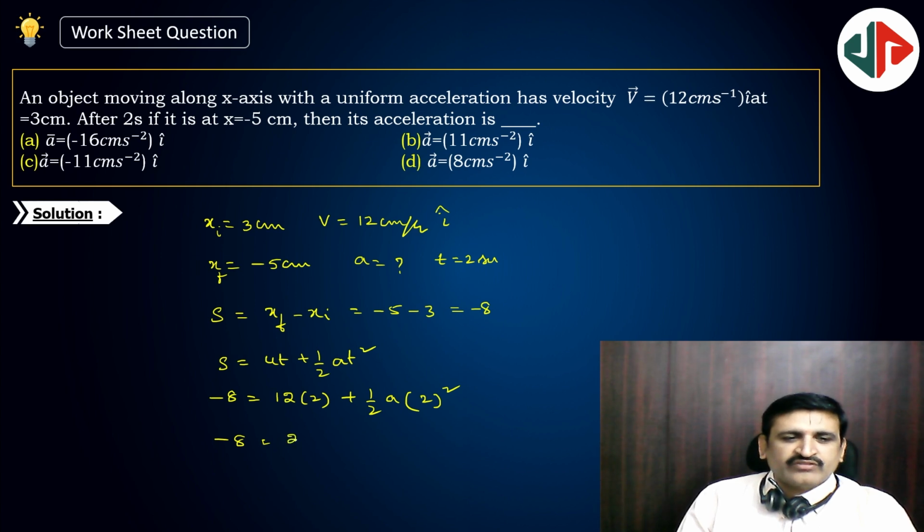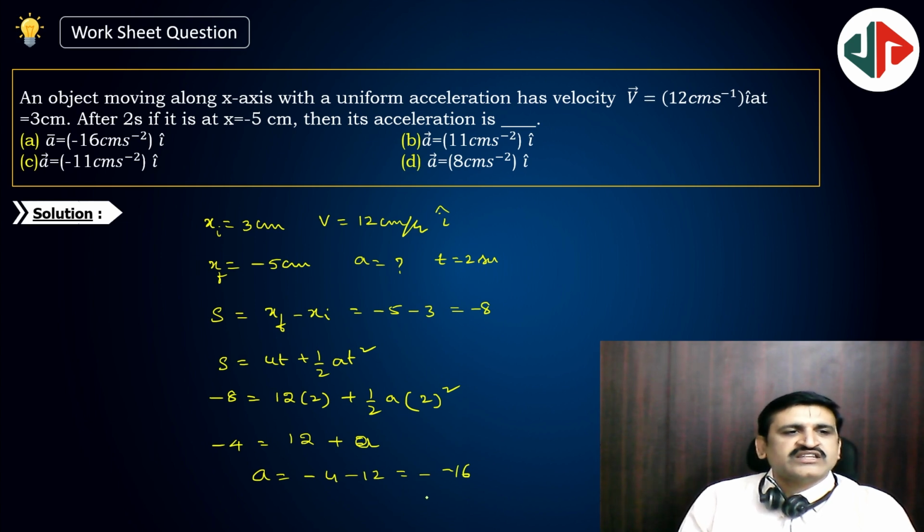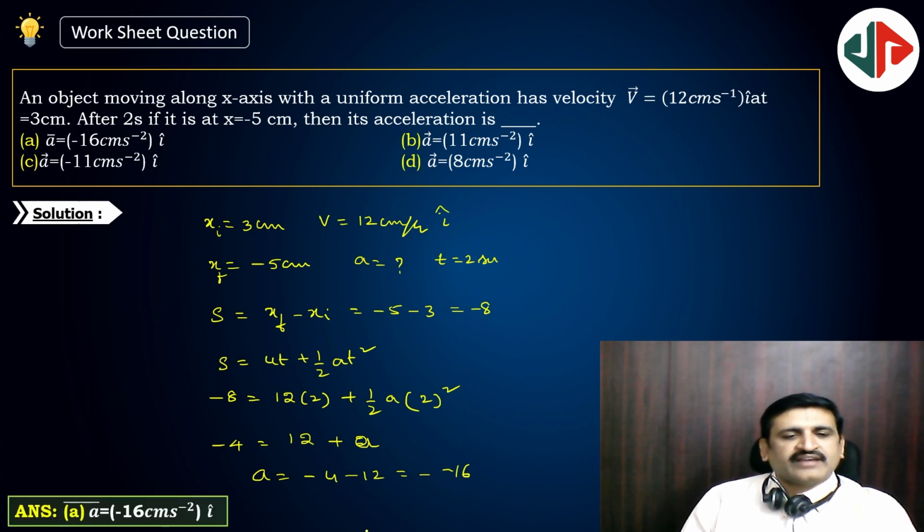Minus 8, and this is 24. Instead of writing a calculated one, why don't you cut some numbers? That will be good. Half and 2 will go, another 2 you can get. So minus 4 is equal to 12 plus 1/2 left from this, and 2 is cancelled. So 2a, totally a only we have. So a is equal to minus 4 minus 12, that is minus 16. So option is A. Acceleration is minus 16.